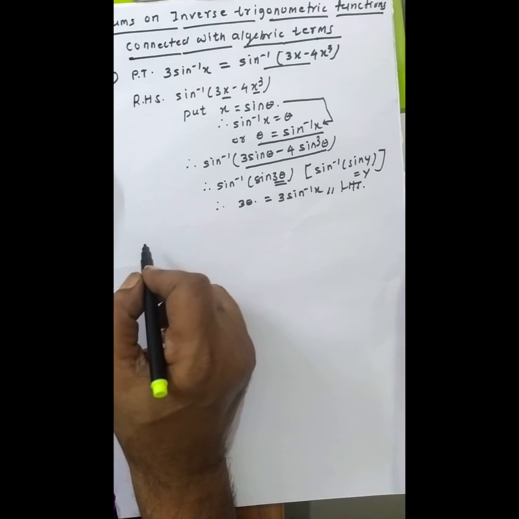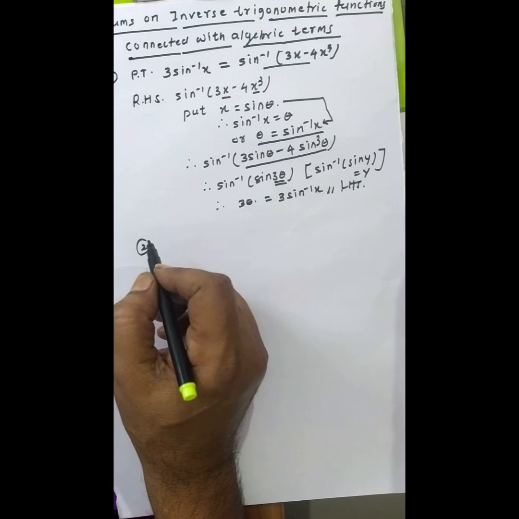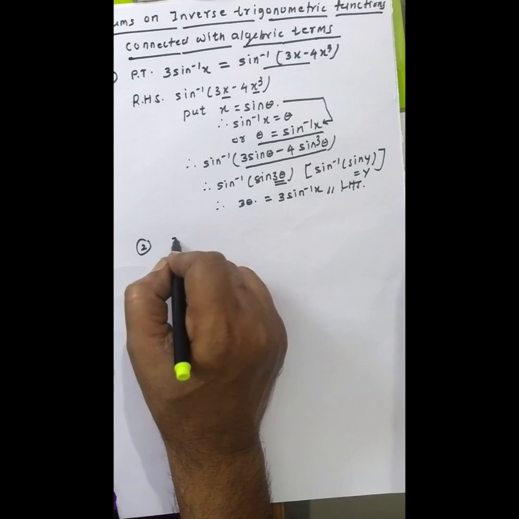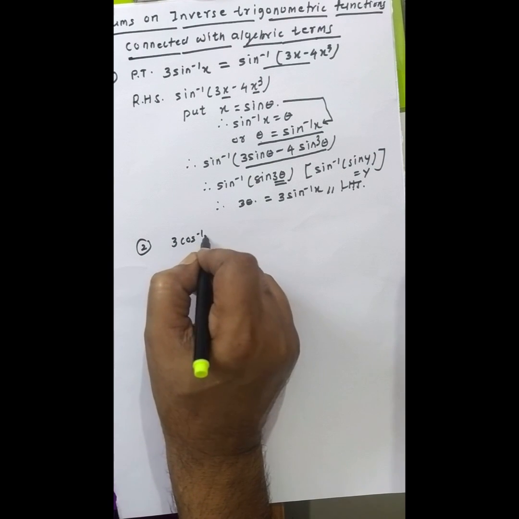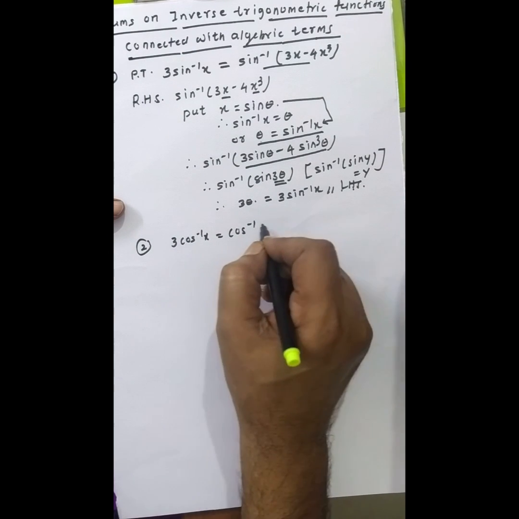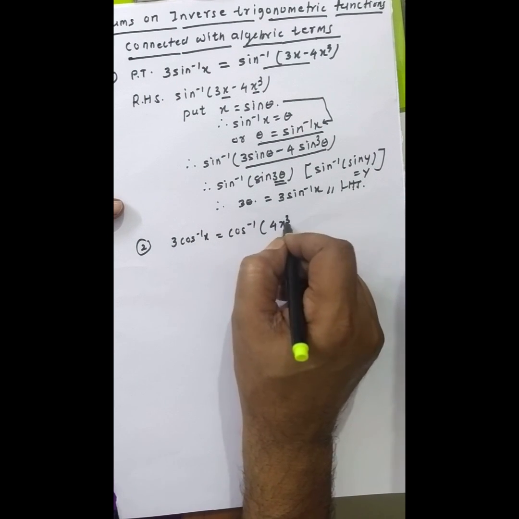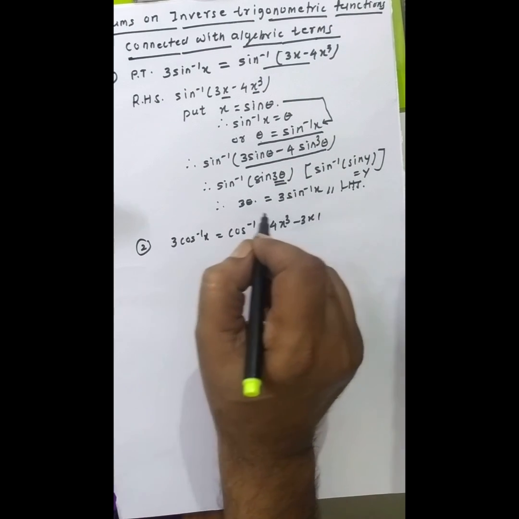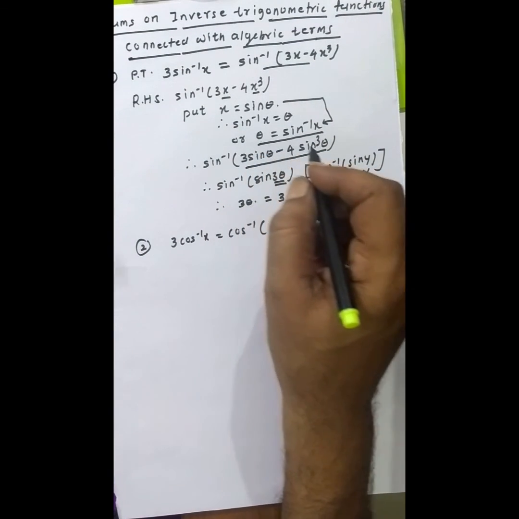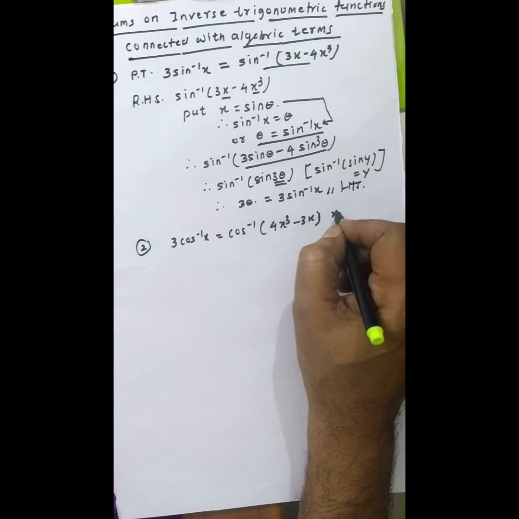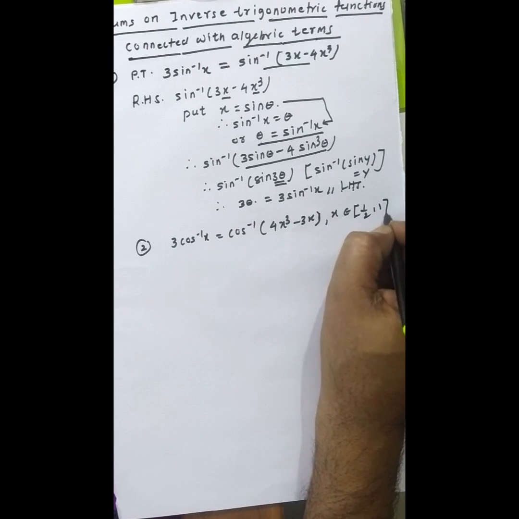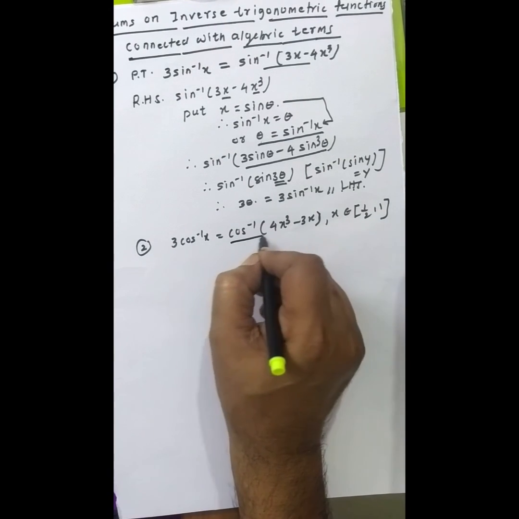So next we will start with: prove that 3 times cos inverse of x equals cos inverse of 4x cube minus 3x, where x belongs to 1 by 2 and 1. This is a condition. So again we'll take the right hand side.